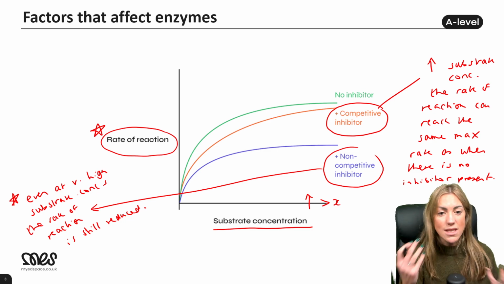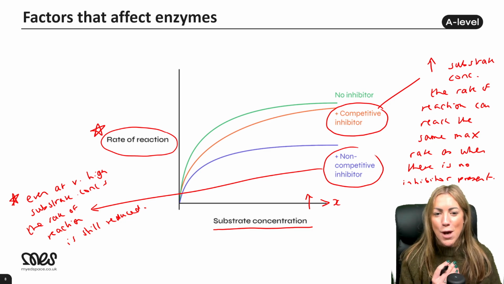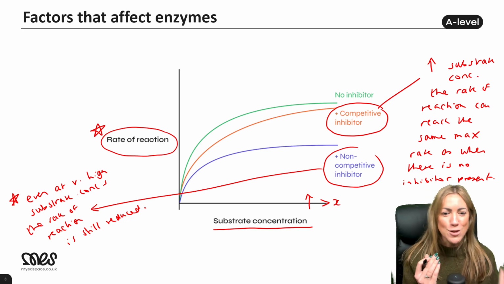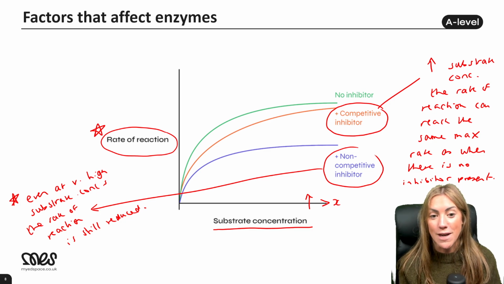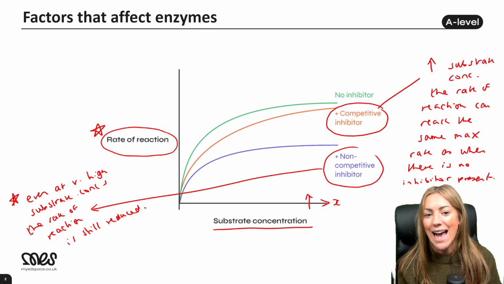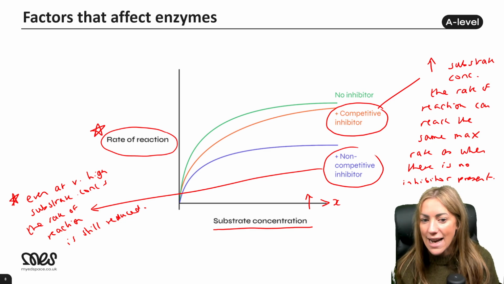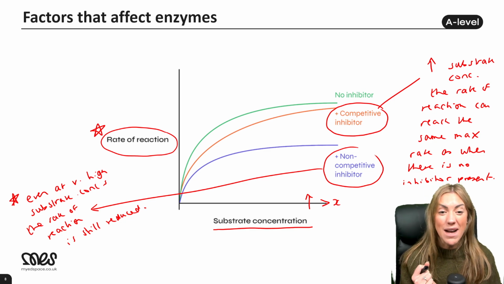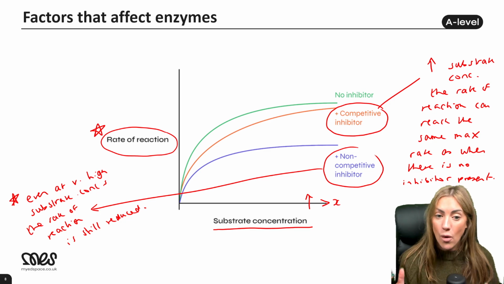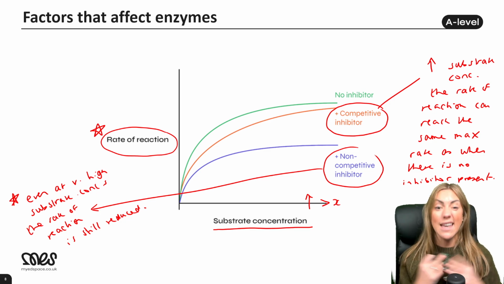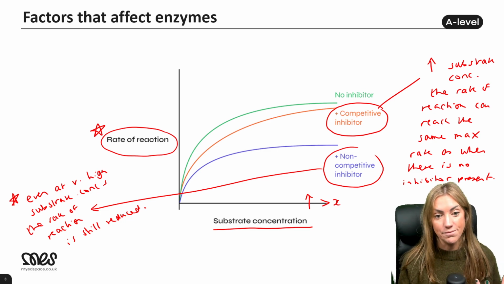But if you just think of the names of the inhibitors, competitive versus non-competitive, yeah? Competitive is in competition with the substrate. So the substrate can outcompete the inhibitor at high concentrations. Non-competitive is not in competition with the substrate. So no matter how high the concentration of substrate, it can still inhibit the enzyme.